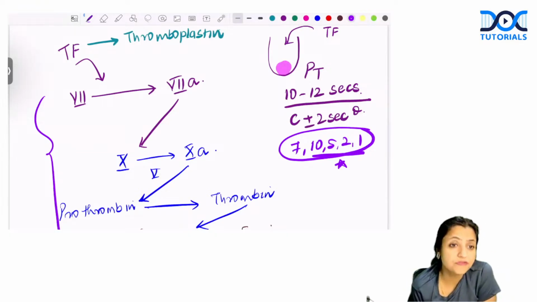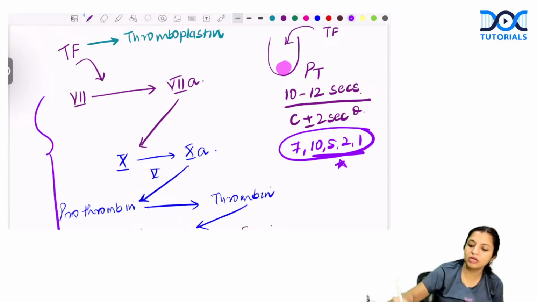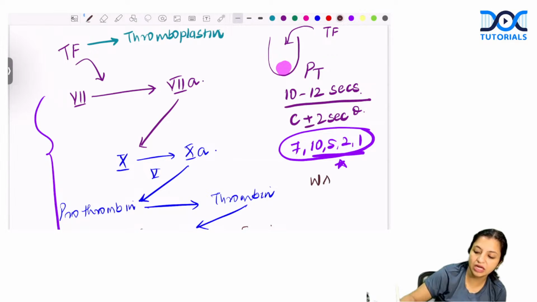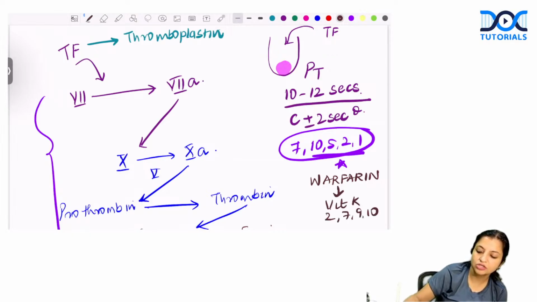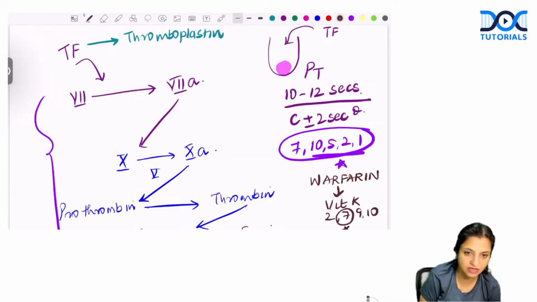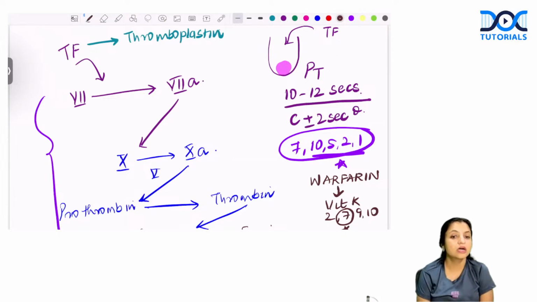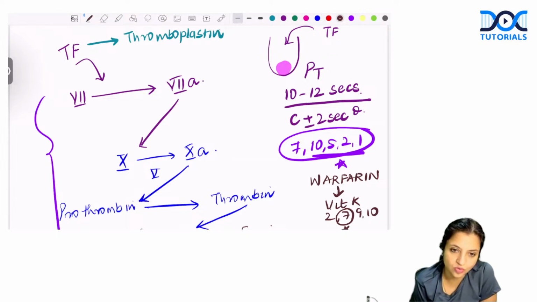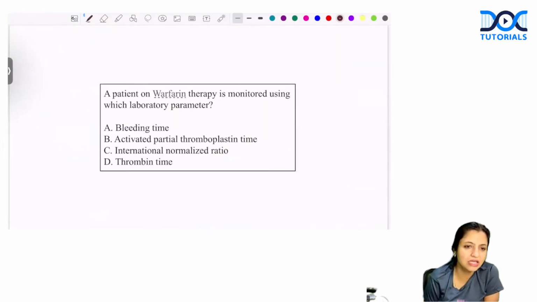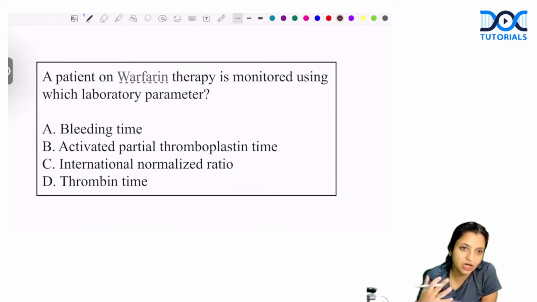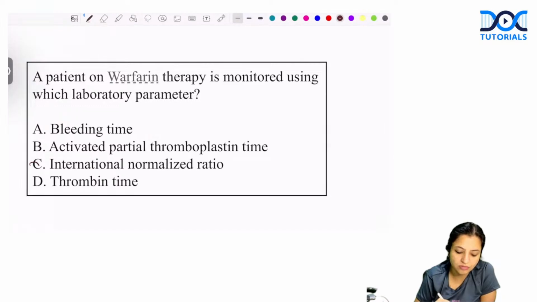Factor 7 deficiency is very, very rare. What is more common is drugs, especially vitamin K antagonists like warfarin. Warfarin antagonizes vitamin K dependent factors, which are 2, 7, 9, 10. Out of these, the shortest half-life is of factor 7, only 6 hours. That is why the earliest to get prolonged in warfarin overdose is PT. So if a patient is on warfarin, you should always monitor them by INR, because factor 7 goes off first, and its life is only 6 hours.